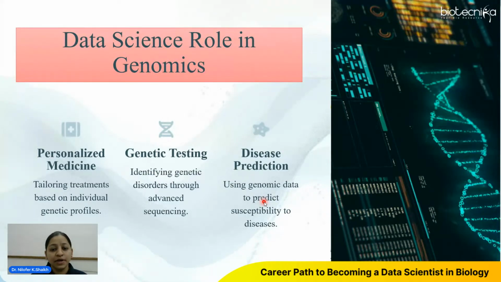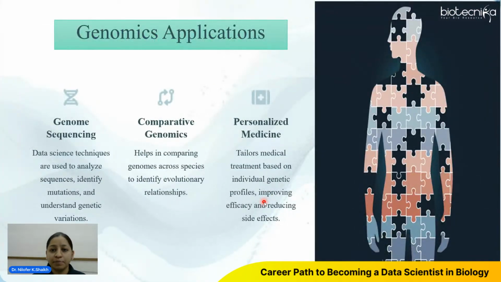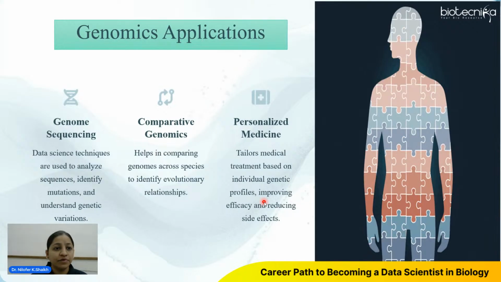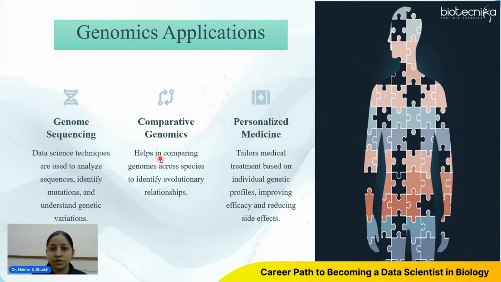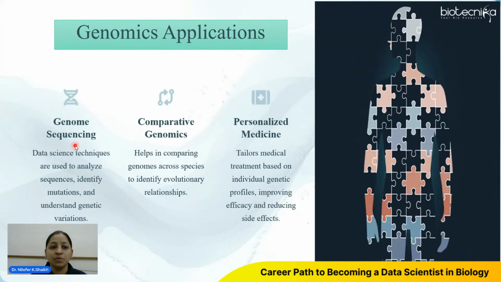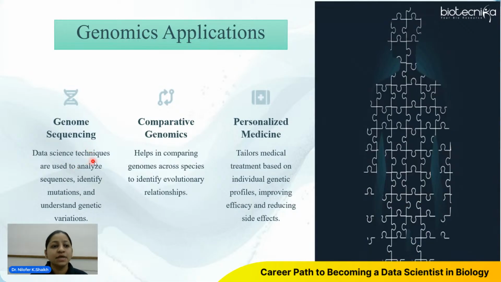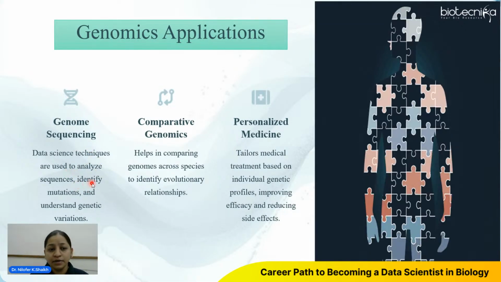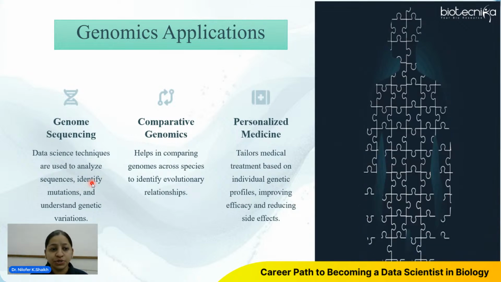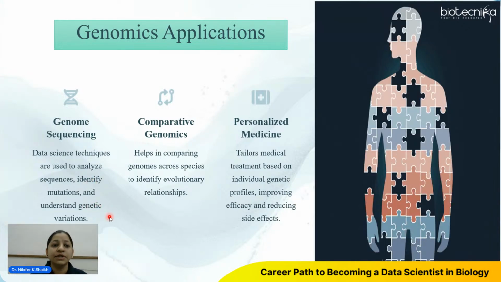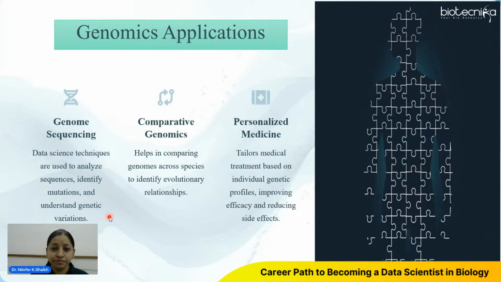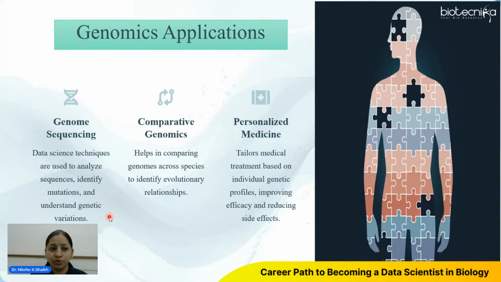Okay, so the next thing is dealing with the major applications. Ultimately, by studying these kinds of data sets, one genomic application of data science is genome sequencing, right? Data science techniques are used to analyze these sequences. In that context, we can identify mutations and understand overall genetic variations with respect to the specific target or the disease we are looking for.